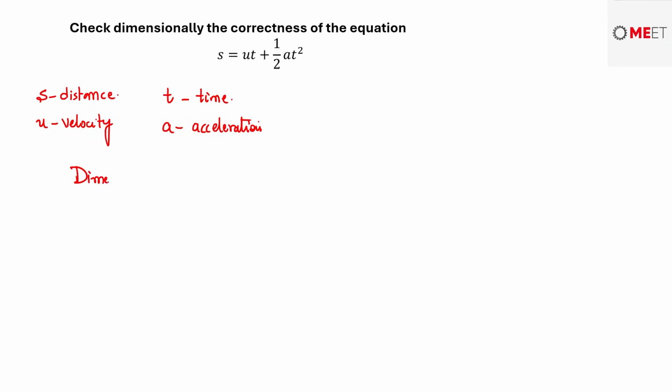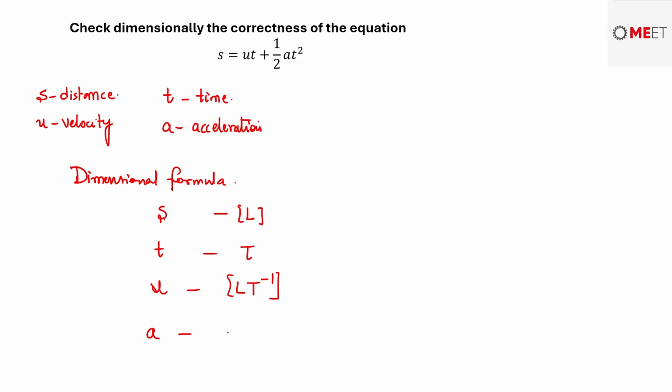Dimensional formula for s is simply L, for time is T, for velocity is LT minus 1. For acceleration, the units are meter per second square, so it would be LT power minus 2.